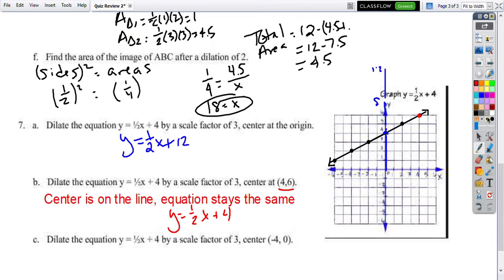All right, the last one is the center at the point -4, 0, so it's right here. Okay, and we're going to do a scale factor of 3. So what I need to do is move this point, or any other point, I'm going to dilate it. So let's take this one. If I do a scale factor of 3, I'm going to go up 2. So that's 1, that's 2. That's a scale factor of 1. That's a scale factor of 2. And there's a scale factor of 3. So that point is going to end up right there.